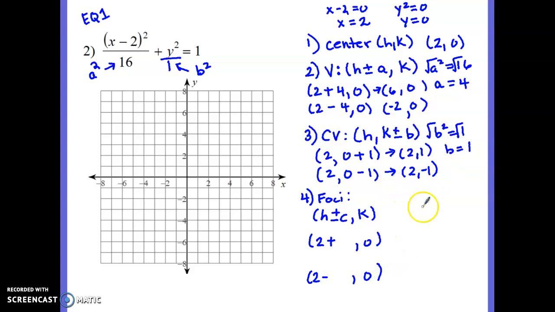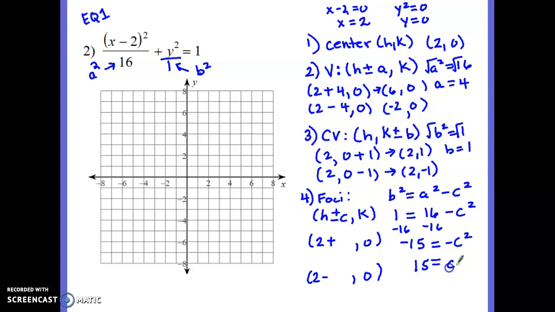All right, now I've got to use the b squared equals a squared minus c squared format. b squared is 1, a squared is 16. So when we subtract 16 from each side, I'm going to get a negative 15, equal to negative c squared, so when I divide by negative 1, that means 15 equals c squared, and I take the square root, and I'm just going to leave it as the square root of 15 right now. We're going to fill them in right here.